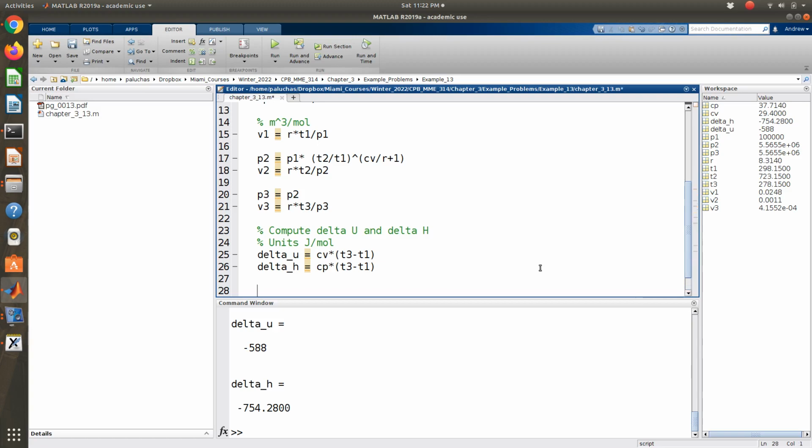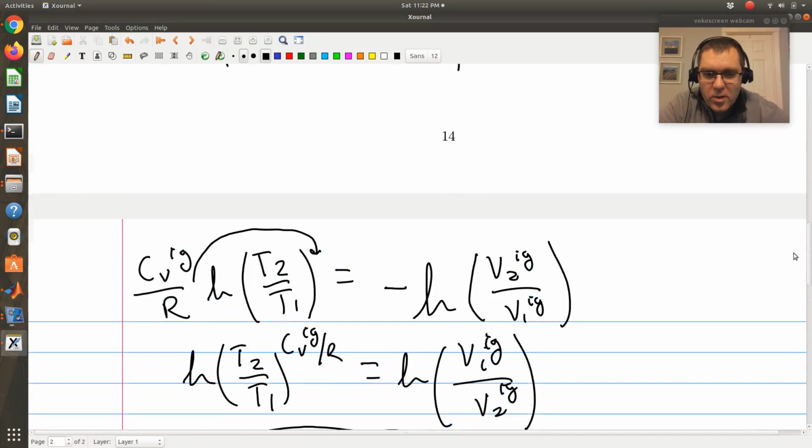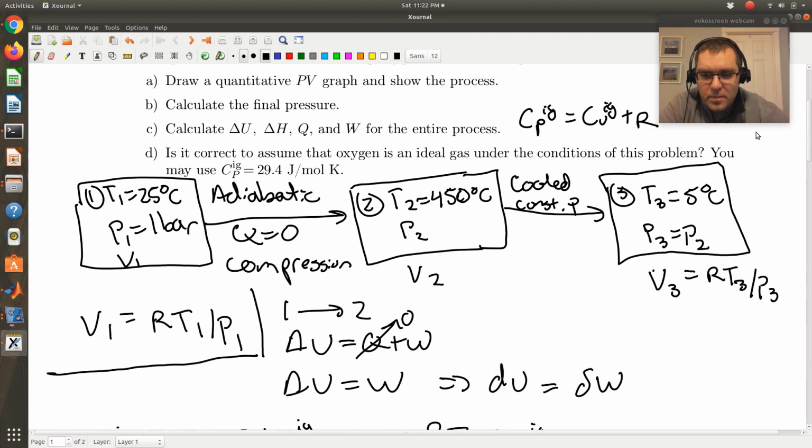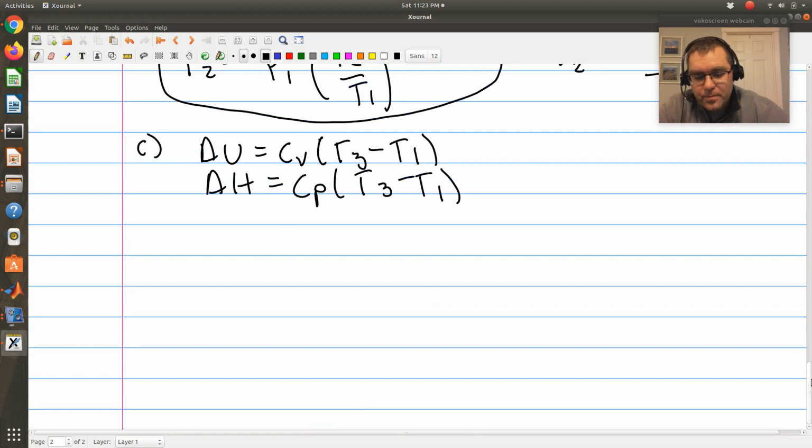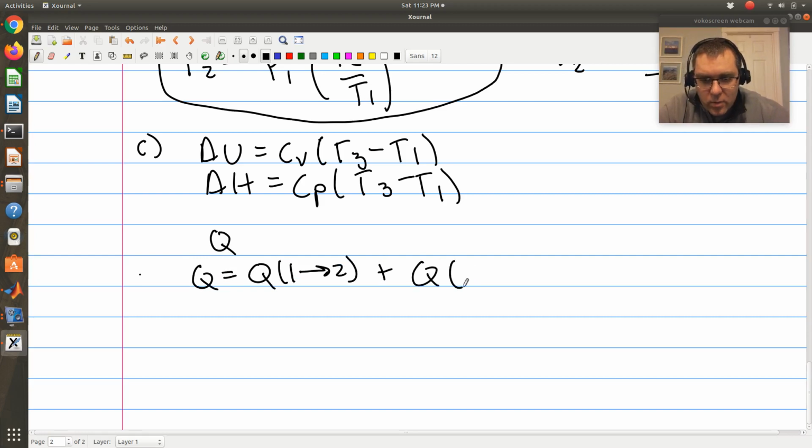Okay, Q and W are a little different, right? And the reason is Q and W are path functions. So if I want to calculate Q, what I need to do is calculate Q for step 1 and then step 2 and add them together. And if I want to calculate W, I need to calculate W for step 1 and then step 2 and add them together. Okay, so let's start with Q. Q will be equal to Q from 1 to 2 plus Q from 2 to 3.